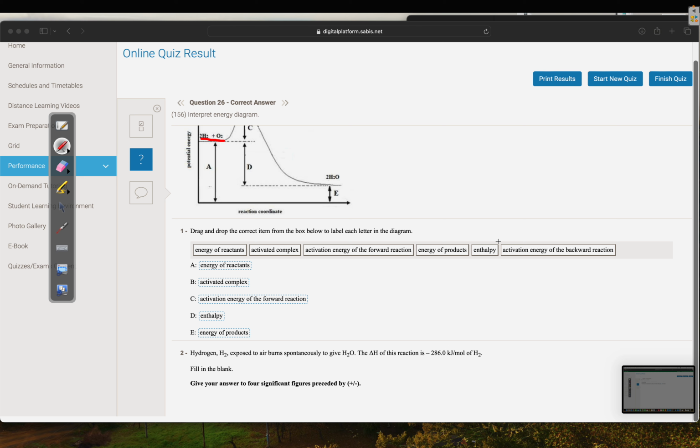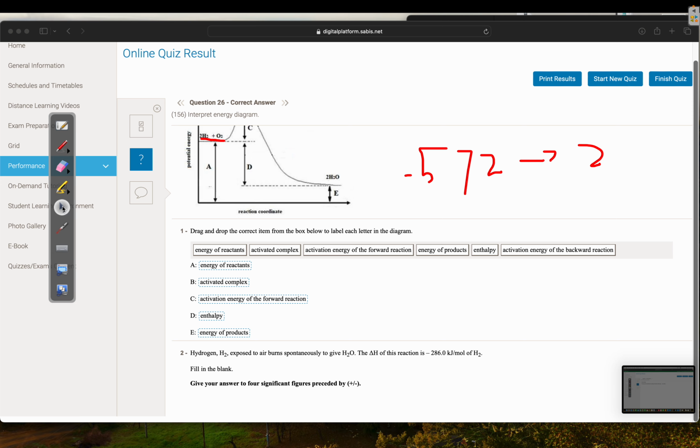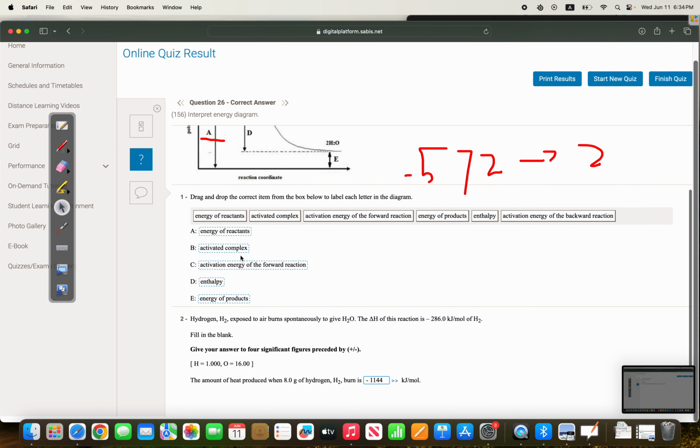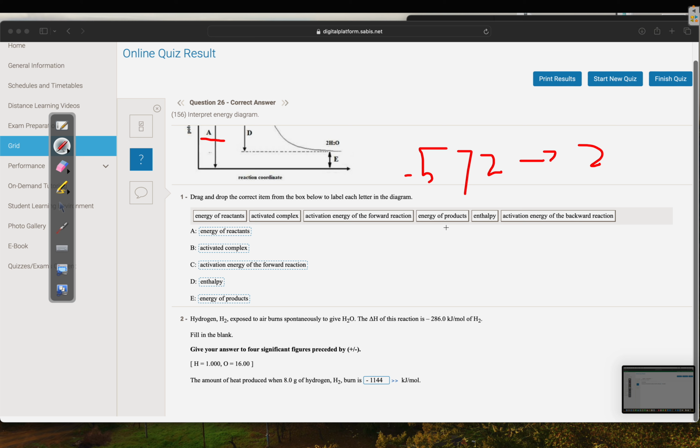286 times 2 is 572 for 2 moles, right? Okay, negative 572 for 2 moles, and then here they want 8 grams, which is 4 moles, so times 2, and that will give us negative 1144 kilojoules per mole.